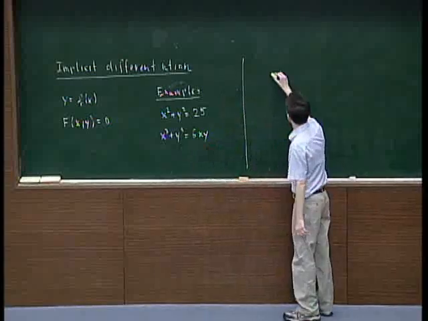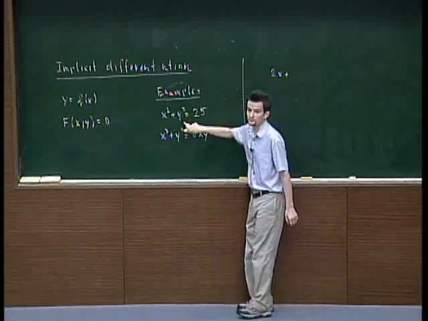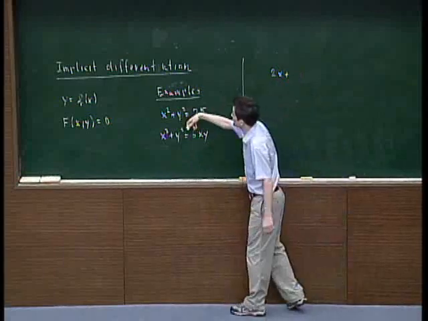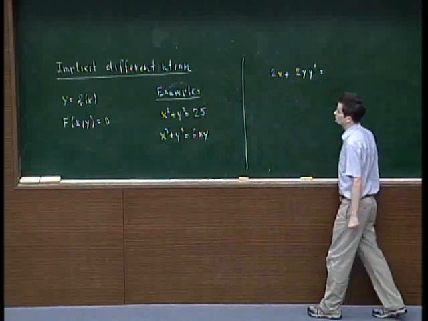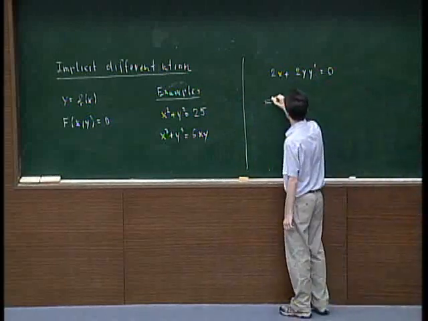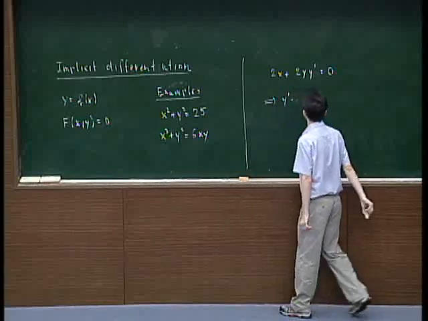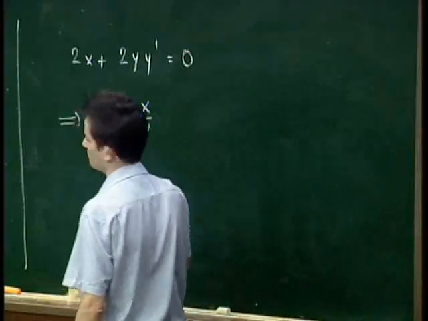So we have 2x plus, and here we have to keep in mind that we have to use the chain rule. So we assume that y is a function of x. So we have 2y times the derivative of y is equal to 0. And now we just solve for the derivative of y. So what we get then is y prime equals minus x over y.